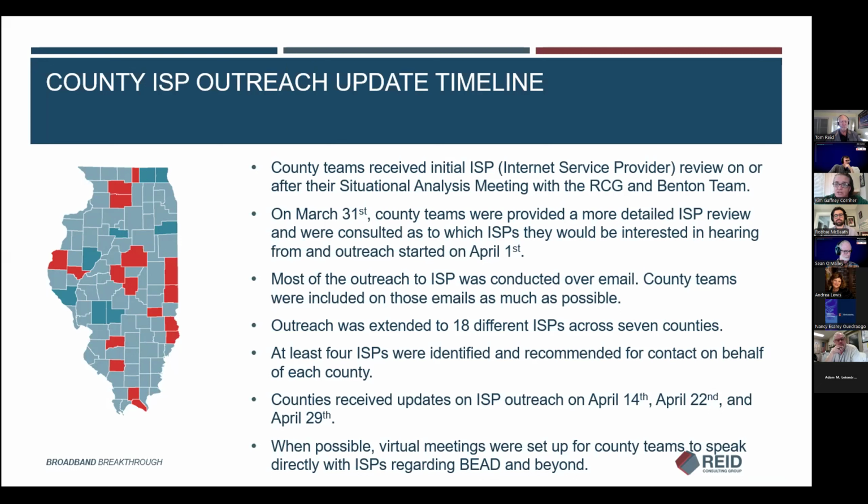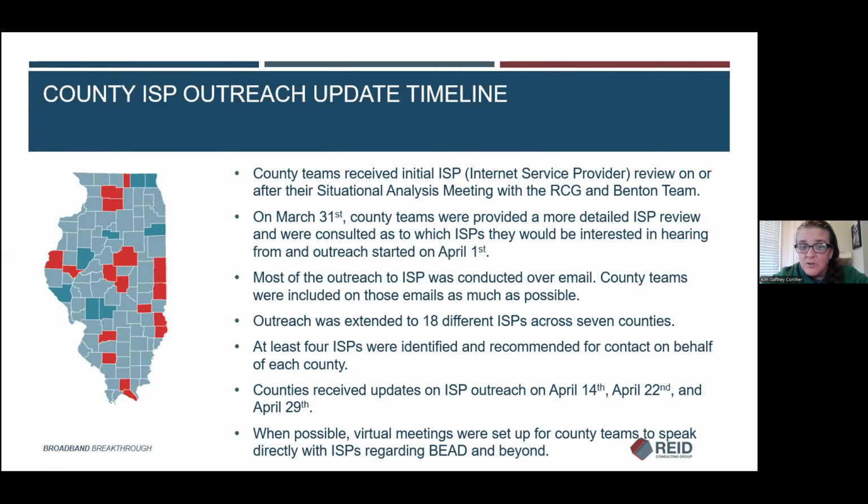And then we started looking at what the data says. A copy of the review of the data was given to all the counties towards the end of March. And then on April 1st, we started outreach. Most of the outreach was conducted over email, just because we're trying to be aware of everybody's time and not trying to have all of the county teams need to meet every week just to make phone calls or have Zoom meetings. We reached out to 18 different ISPs across the counties, which was really considerable.